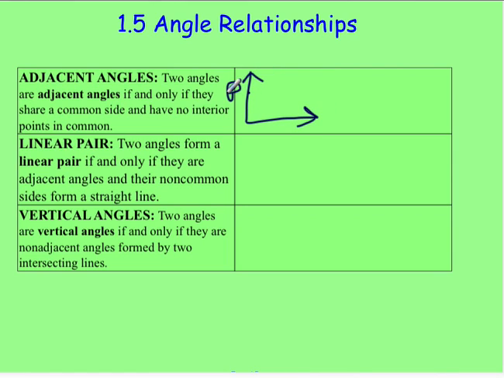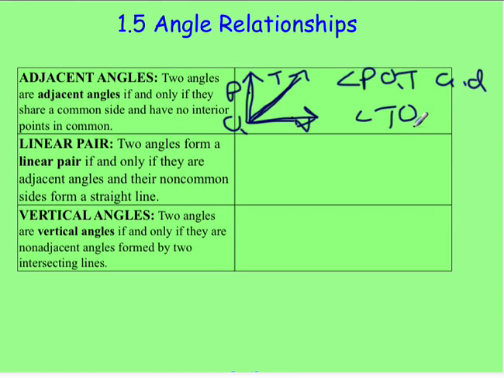I'm going to label this angle P, Q, and N, and it's going to have a ray coming out of it, QT. So if it looks like this, then we can say angle PQT and angle TQN are adjacent. Notice that they're right next door to each other. They share a side, but they wouldn't have any interior points of the angle in common. Let's take a look at the next one.